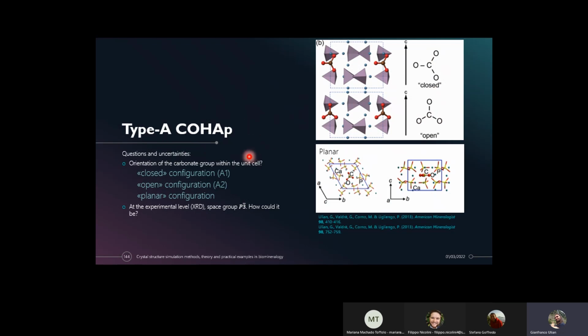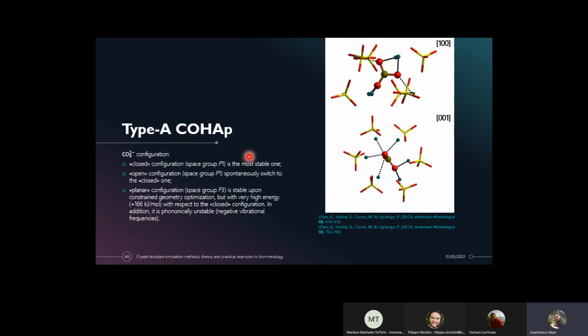Okay. The question arises because at the experimental level, the space group determined by the crystallographers was P minus 3. And how could it be? So, from our simulations, we observed that the closed configuration is the most stable one from the energetic point of view.